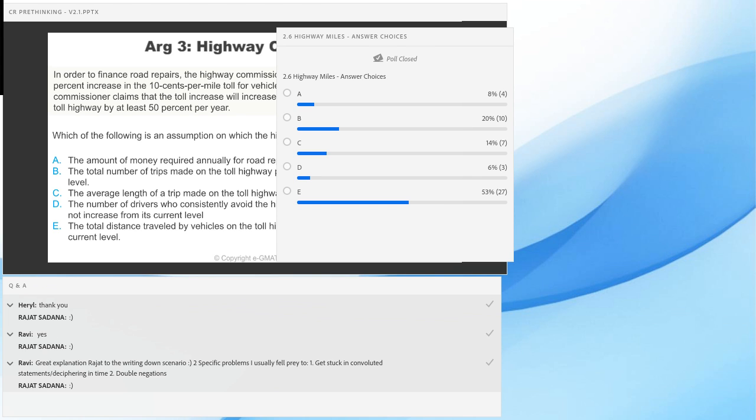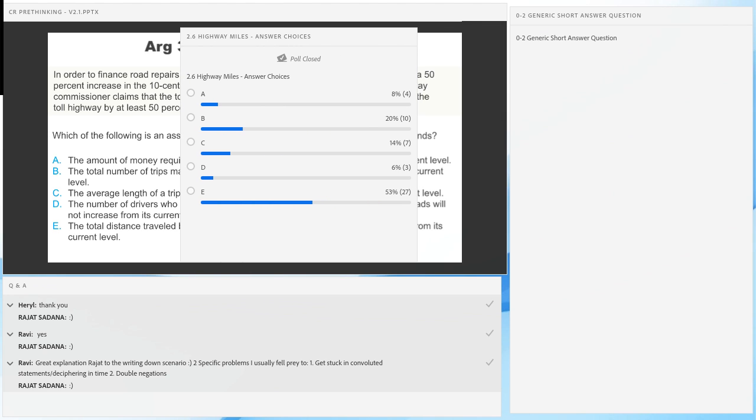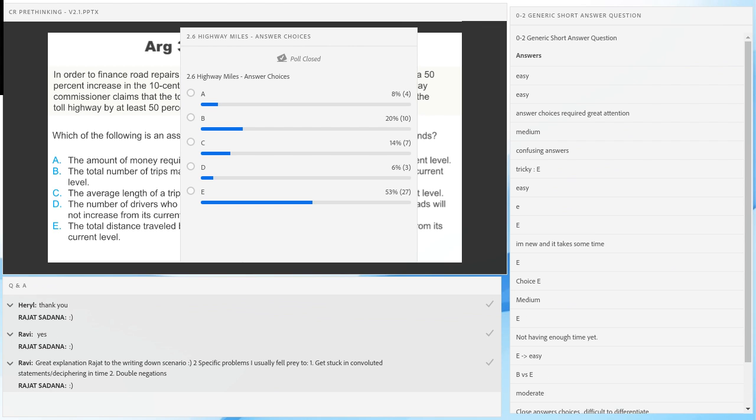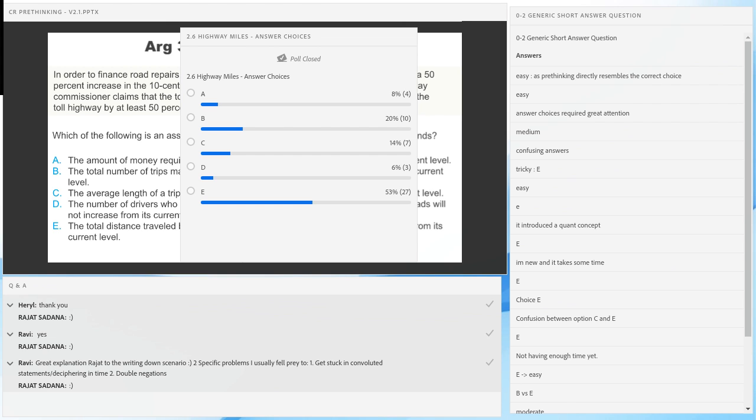Put in my short answer pod. How did you feel about this question? Easy, okay. Tricky. For those of you saying tricky, what was tricky about it? And for those of you saying easy or medium, put in the choice that you selected. Tricky E. Okay, easy moderate. B versus E. I don't see very many people putting in B or C or D.